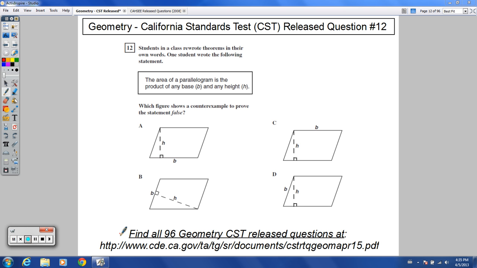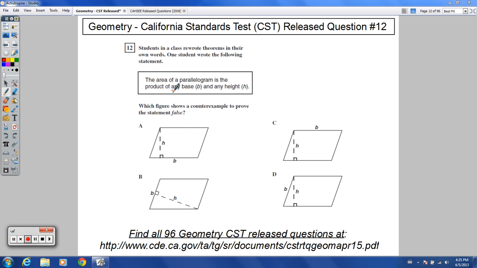Welcome to release question number 12 for the geometry CSTs. It says students in a class rewrote theorems in their own words. One student wrote the following statement. The area of a parallelogram is the product of any base, B, and any height, H.